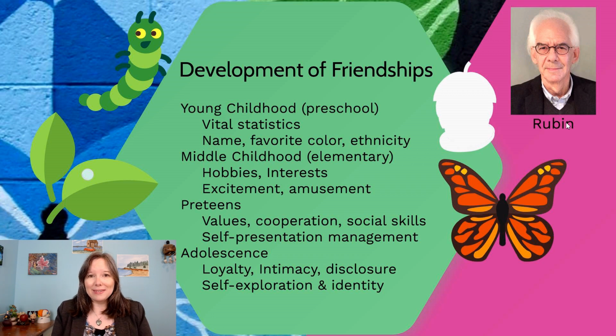Maybe their names start with the same letter, or they really like their name. Maybe they both have the same favorite color, or maybe they have some vital statistics that are similar. Maybe they both have blonde hair or curly hair, or maybe they celebrate the same holidays. And so it tends to be pretty superficial, pretty shallow what constitutes a friend in the preschool years.